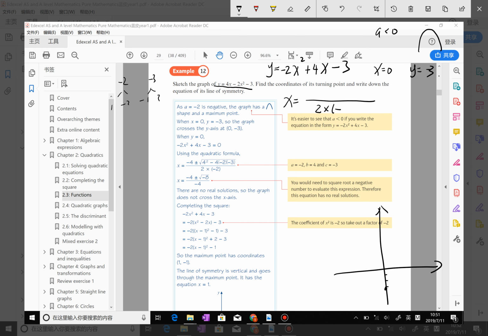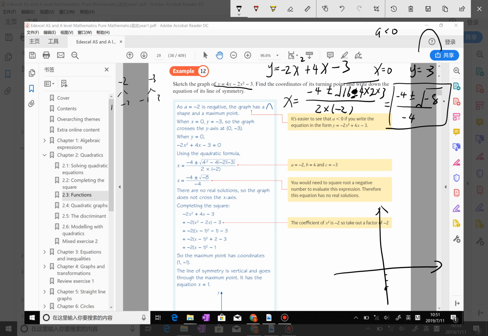So b squared, 4, minus 4 times 2 times 3. So there's no need to change the sign, okay? So the answer should be 4 minus 24, which is -8, which means there's no real solution because you will never find a number whose square equals a negative number, because a number's square is always greater than or equal to 0.